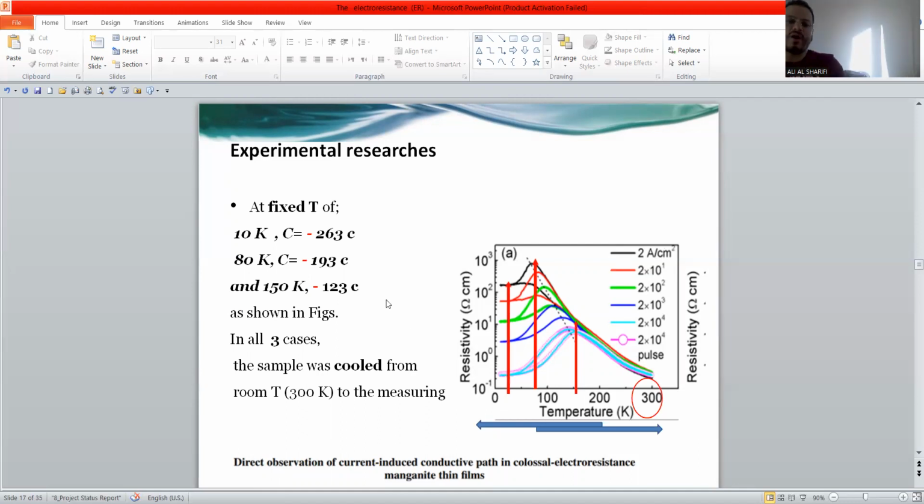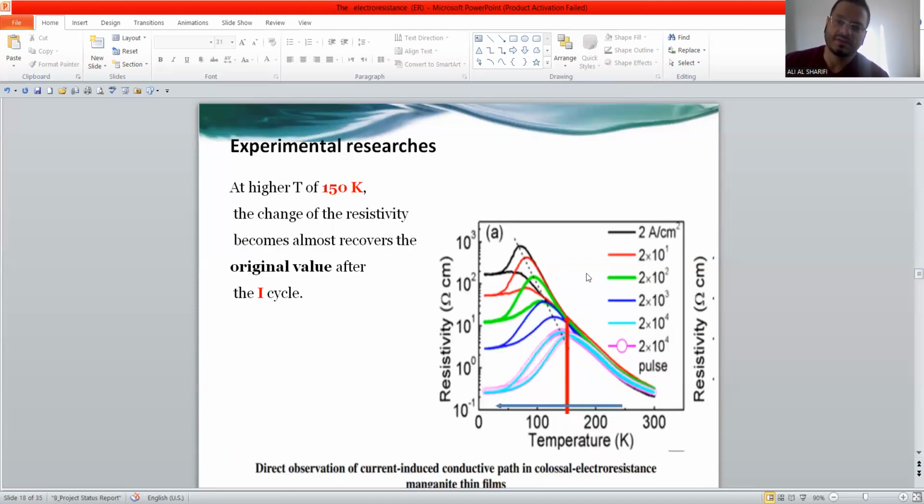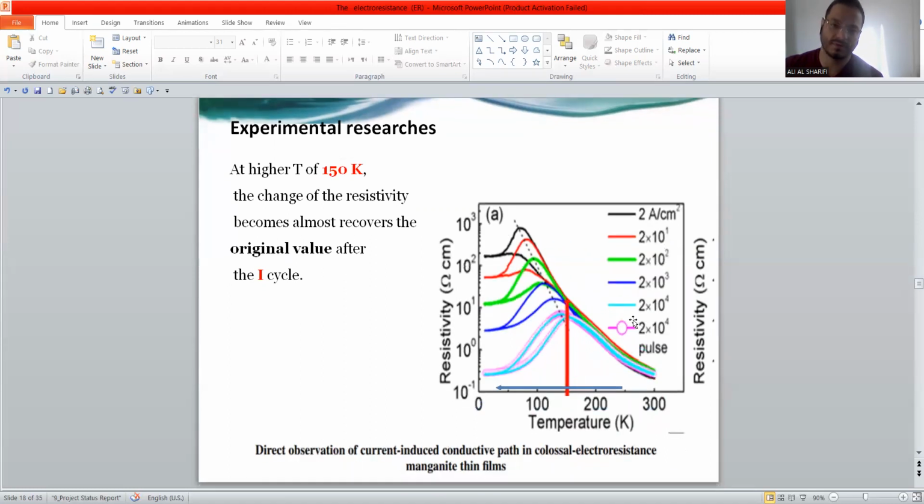Here, some huge amount between them, and in all 3 cases, the same was done from room temperature 300 Kelvin for the measuring. Here, by increasing the current, the resistivity is decreasing, like I said before. Here, from 0 to 300, it's warming, and here it's cooling. Here, at more than 150 Kelvin, the resistivity almost recovers the original value after the current cycle, like I said before.